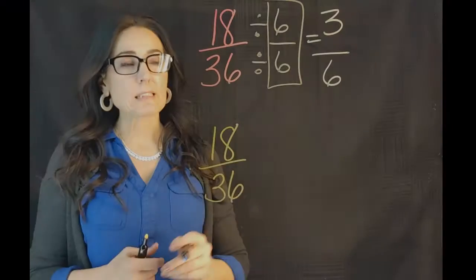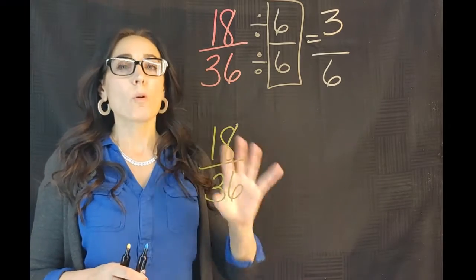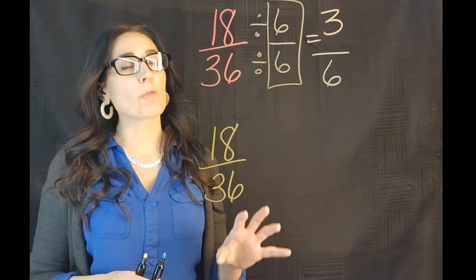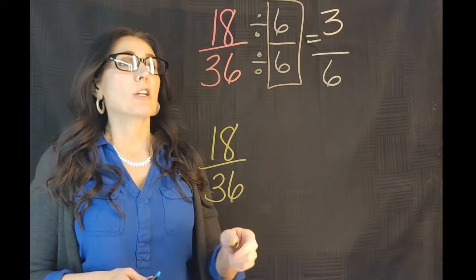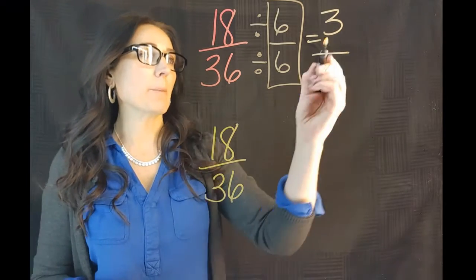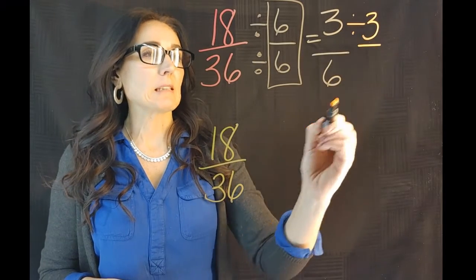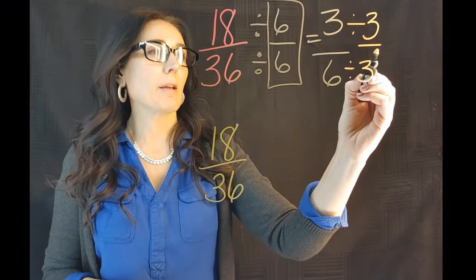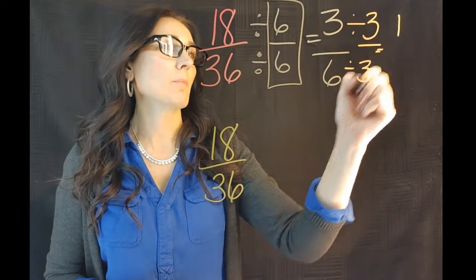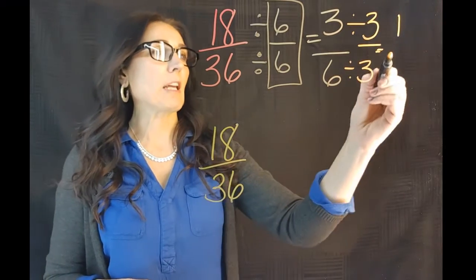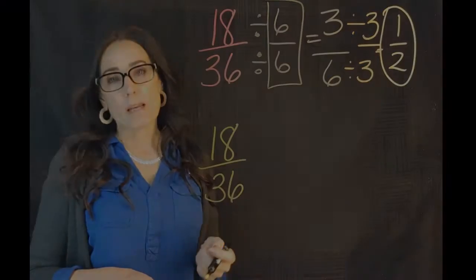Now you may notice that this is not simplified to the lowest term. We want to go all the way to the very end. So if we look at those two numbers, we realize that, okay, 3 goes into both of those numbers. So we really need to simplify it one more time. So 3 divided by 3 and 6 divided by 3. So we would say 3 divided by 3 equals 1, and 6 divided by 3 equals 2. So our final answer would be 1/2.